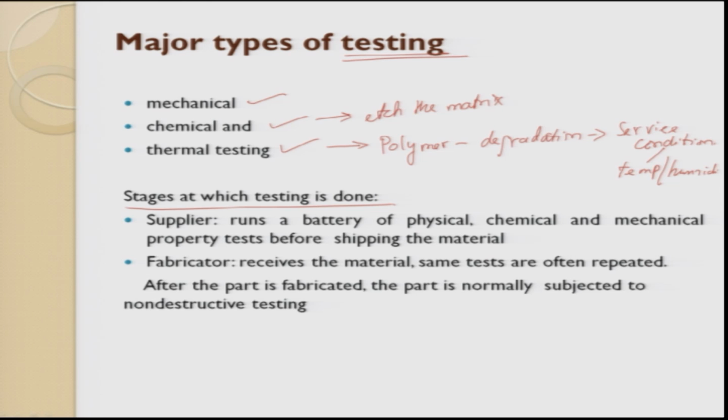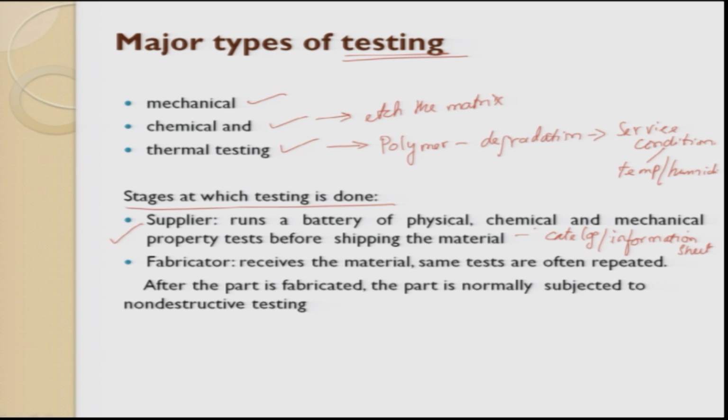The first test will be done by the supplier, because he gives you a catalog sheet wherein he tries to say what property my sample will produce, or what performance this will produce. So, the supplier data will be there. He runs a battery of physical, chemical, and mechanical testing, and then he gives a catalog, or a pamphlet, an information sheet, wherein he tries to put all the data where his sample will work safe.